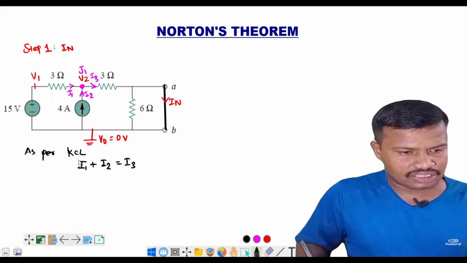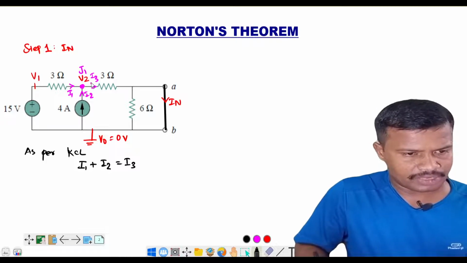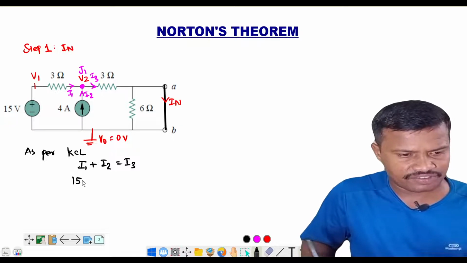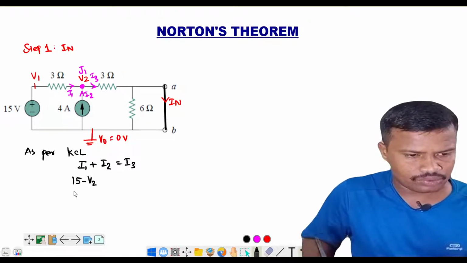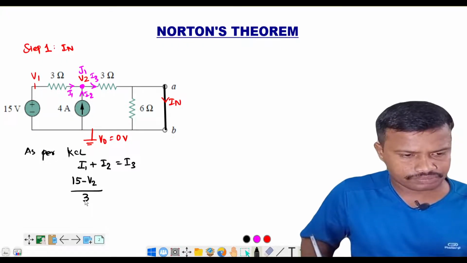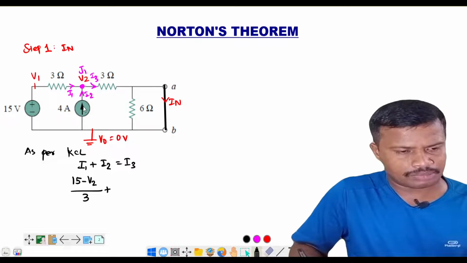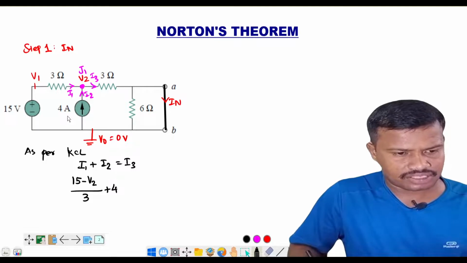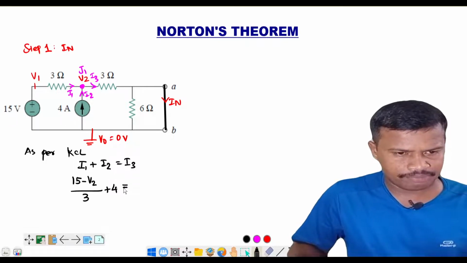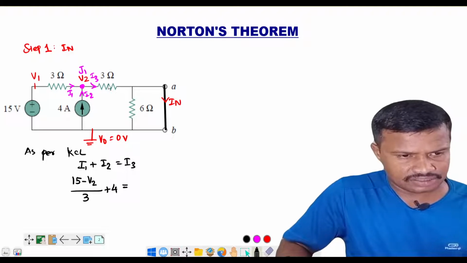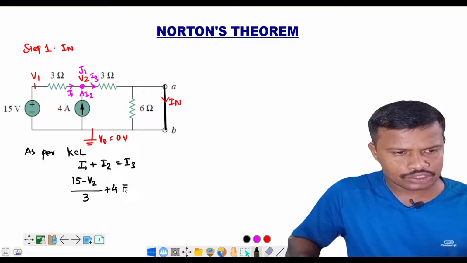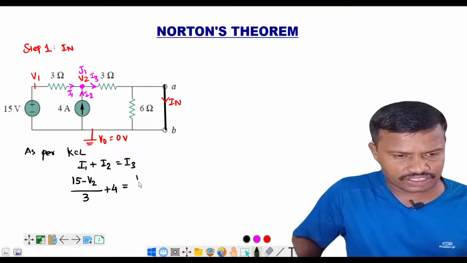Fine. Now the value of I1 is equal to (V1 minus V2) divided by 3, as we know that V1 is equal to 15 volt. So we can directly write (15 minus V2) divided by 3, plus I2. We know that the amount of current delivered by the current source is 4. We can directly write from the circuit diagram, and which is equal to I3. I3 is equal to, here the potential difference is V2 minus V0, because V0 is directly connected here. So V0 is equal to 0. So we can write V2 divided by 3 ohm.